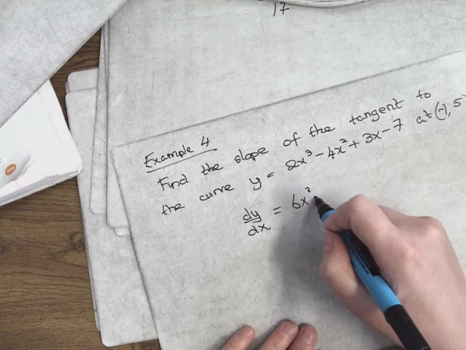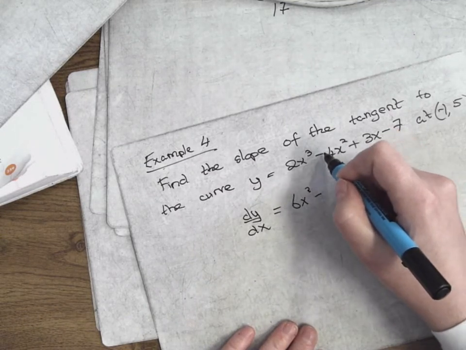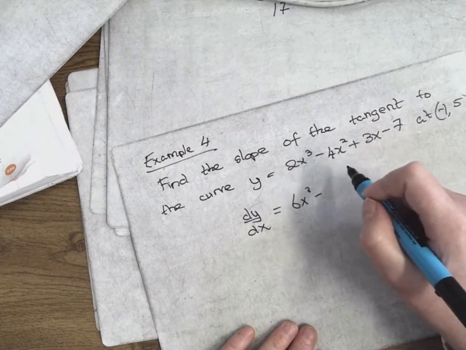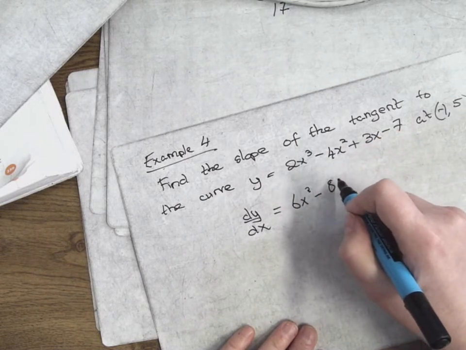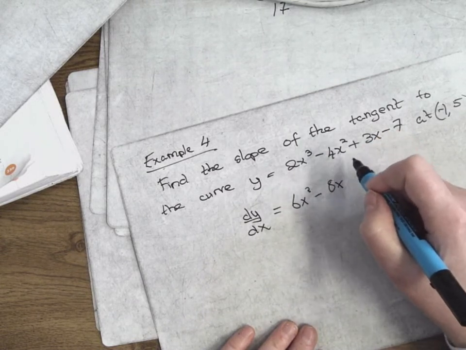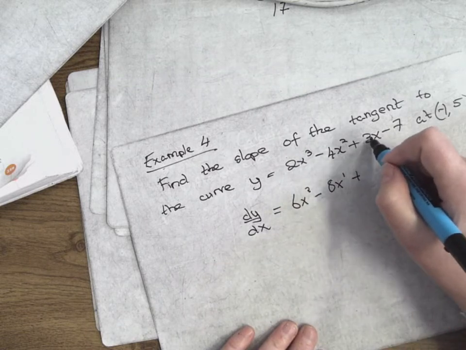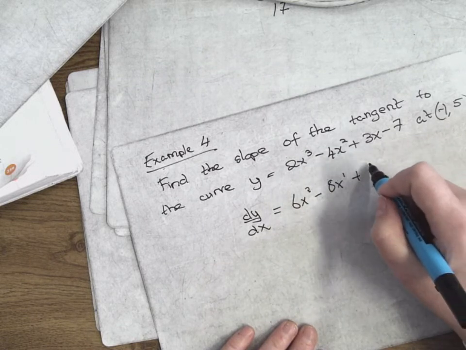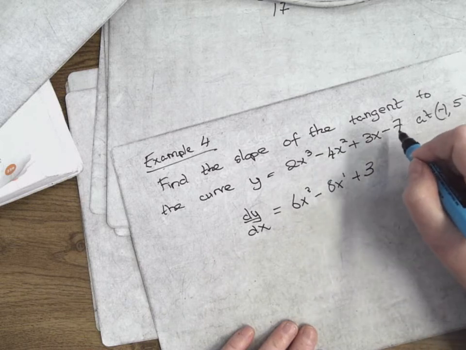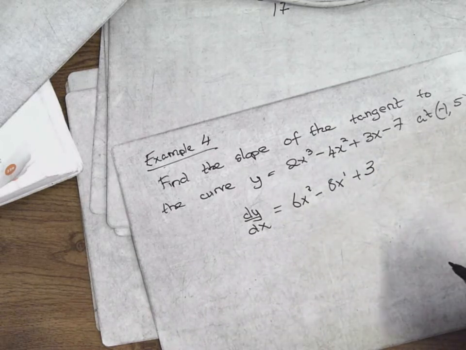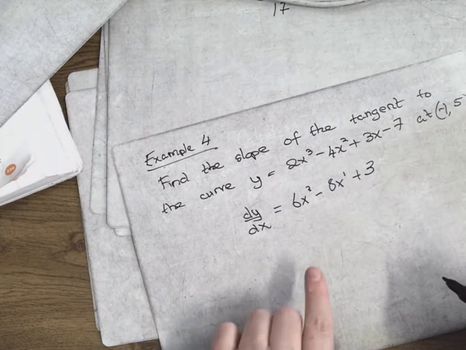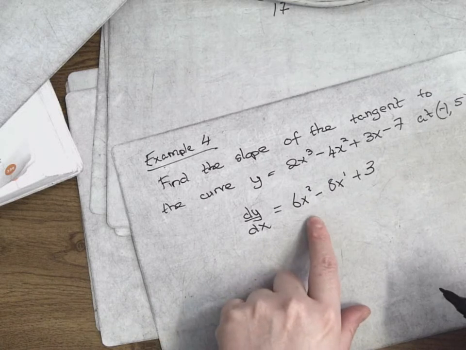Here, bring the 2 down in front, there's a 4 already there, so 2 4s are 8. x to the power of, reduce the power by 1. And then 3x, when you differentiate 3x, you just get 3. And when you differentiate minus 7, you get 0, so that's gone. Does everyone know how to differentiate at this stage?